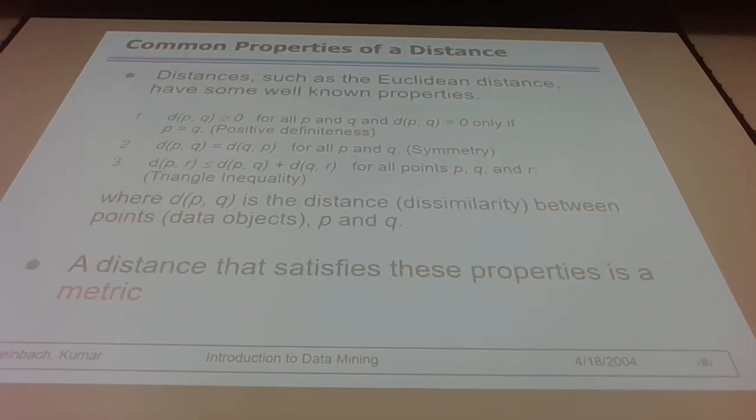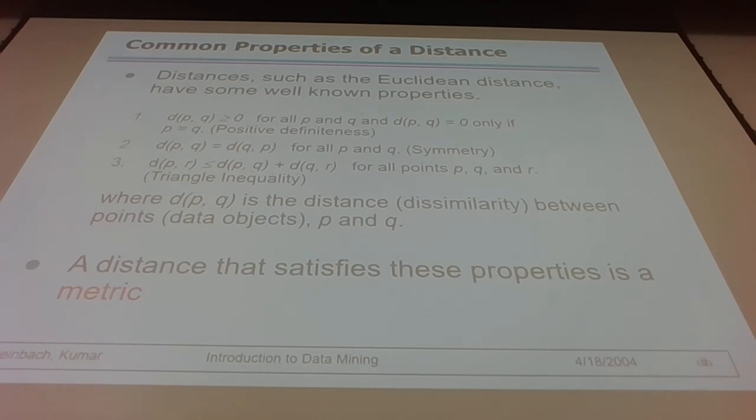Okay. So when you define distance, it has to have certain properties. You cannot say anything is a distance. Distance is a mathematical function and it has to have certain properties. One property is that the distance function between P and Q has to be positive definite. This term, positive definite, is very important. We will use it later, so you have to understand what we mean by positive definiteness.